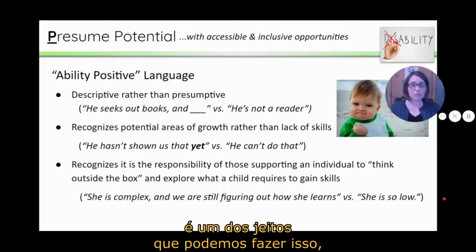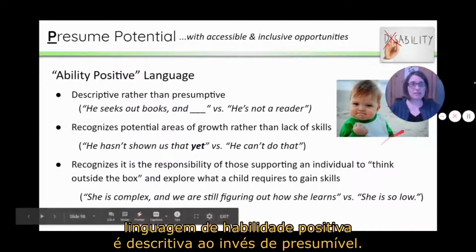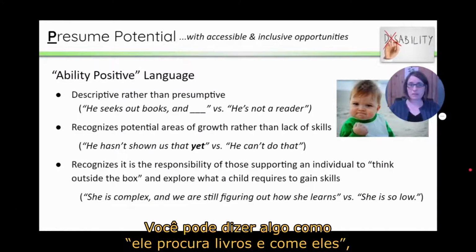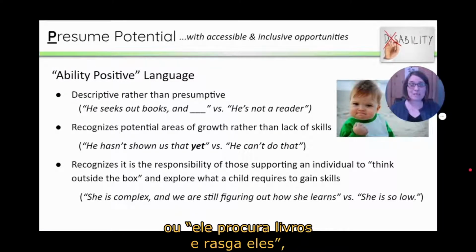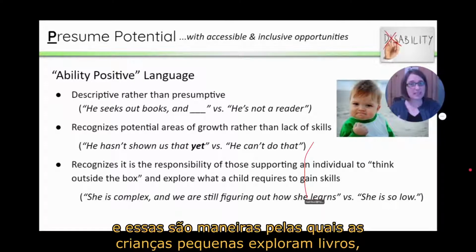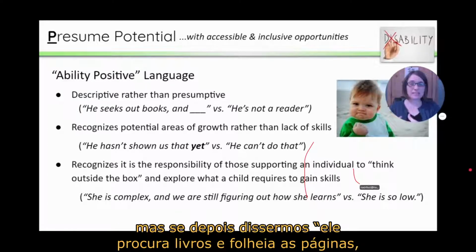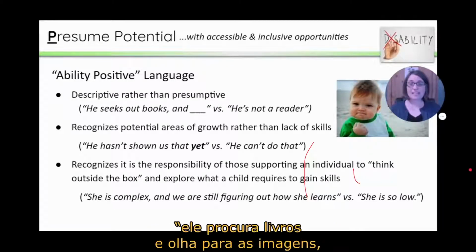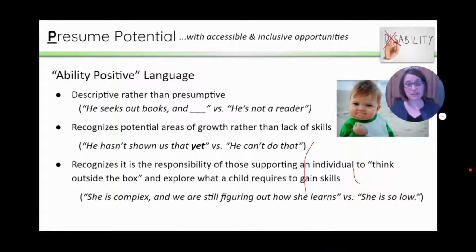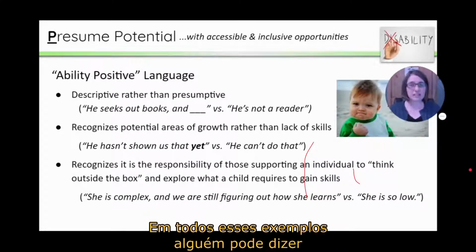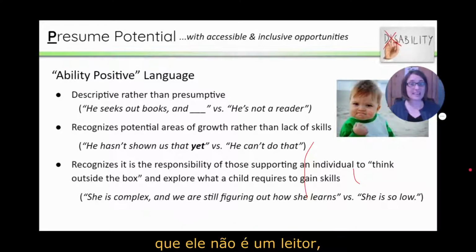Ability positive language is one way that we can do this. Ability positive language is descriptive rather than presumptive. So you might say something like, he seeks out books and eats them, or he seeks out books and tears them, or he seeks out books and tosses them. And those are ways that kids explore books early on. But then if later we say he seeks out books and flips the pages but doesn't really attend to them, he seeks out books and looks at the pictures but not the words. In all of those examples, one might also say he's not a reader.